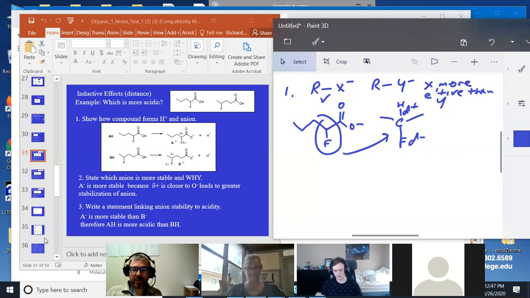All right. Anybody got any questions? Yes, I always get this confused. How do we know where the delta plus and the delta minus go? Is it always just going to go on the element? Well, the delta minus will always go on the non-carbon element, and the delta plus goes on the carbon connected to that element. Always. Because we're always talking about individual bond polarity here.